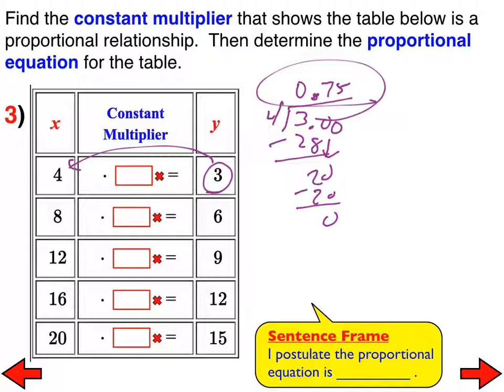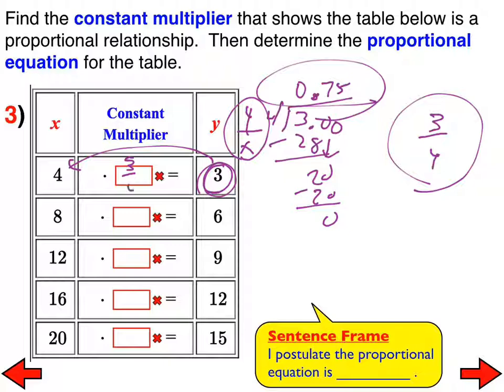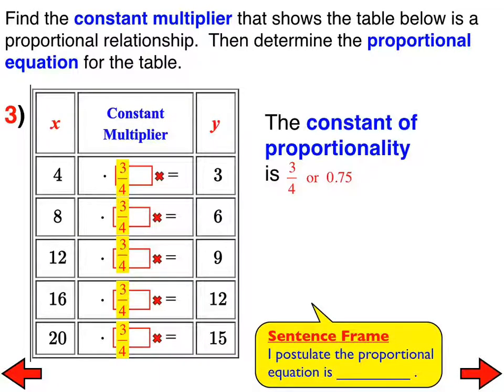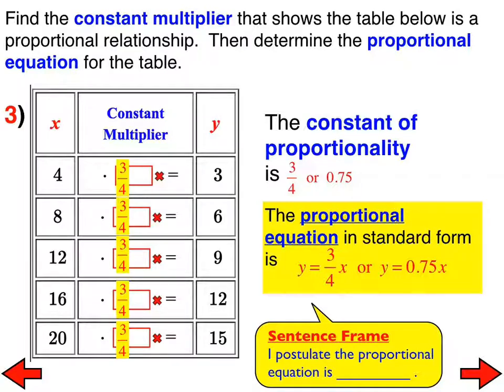But look, sometimes you luck out going the fraction route because watch, it's 3 over 4. And by the way, it's always y divided by x. Is 3/4 reduced? Yes or no? Sure it is, right? So look, sometimes you luck out. It's already reduced. There's the multiplier. You have to admit, that's much, much easier than using 0.75, even though 0.75 is also a constant multiplier. So the constant of proportionality would either be 3/4 or 0.75, depending on whether you went the decimal route or the fractional route. And I postulate the proportional equation is either y equals 3/4 x, or y equals 0.75x, depending on which route you want. All right, go ahead and turn the page.